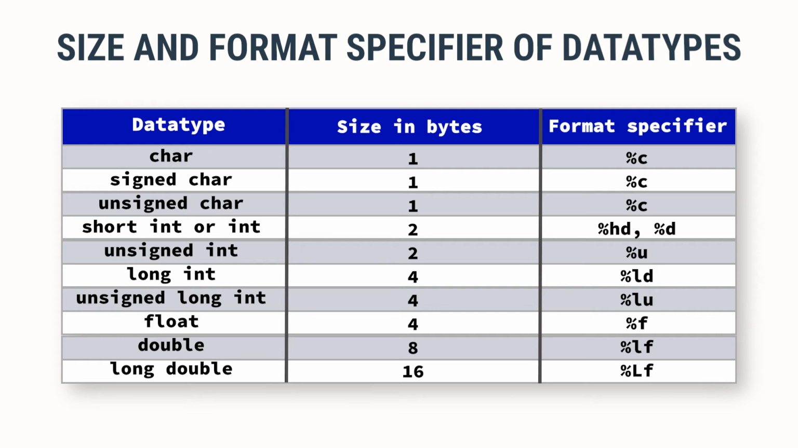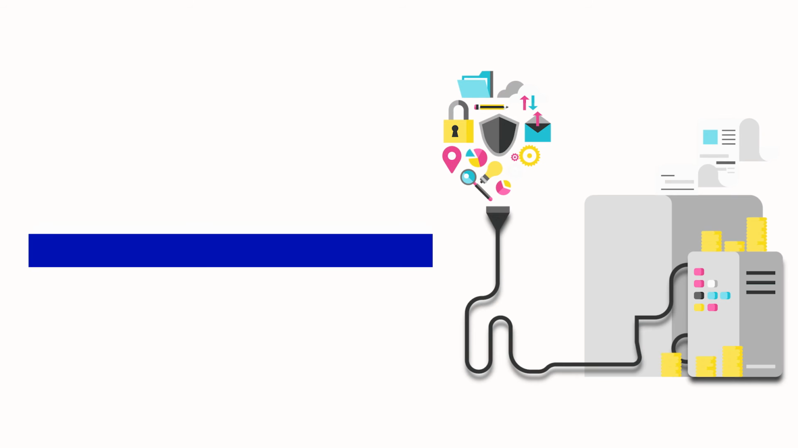Next, we have long double. The size is 12 or 16 bytes depending on the compiler and its format specifier is %Lf. Now, let's have a look at derived data types.